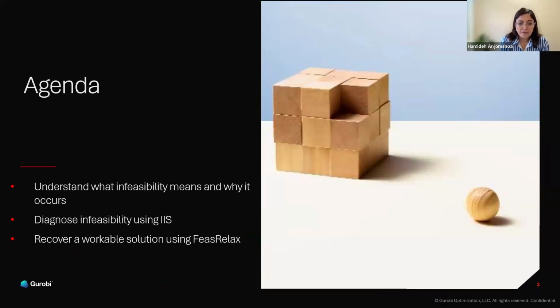So today's agenda is understanding what infeasibility is. What are we talking about when it is impossible to give us any solution? We diagnose this infeasibility with IIS, which I introduce later in my talk, and also recover a workable solution around this. We call it FeasRelax. These are the cool things that help us understand how we can recover from our infeasibility.